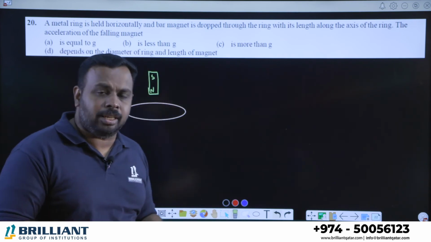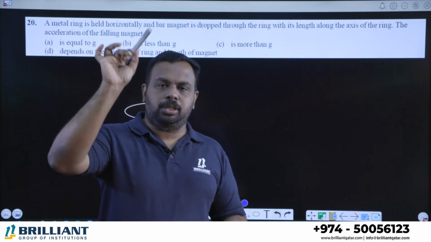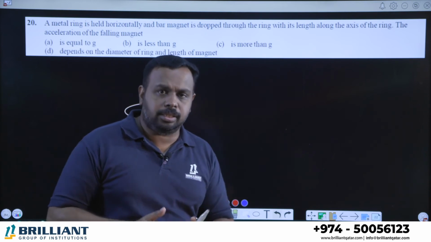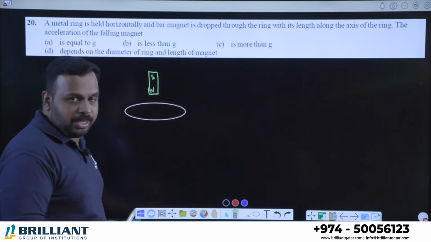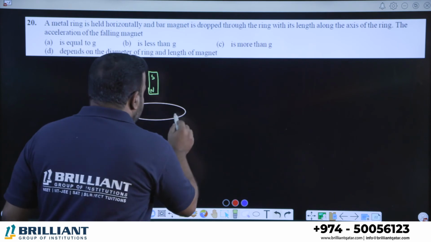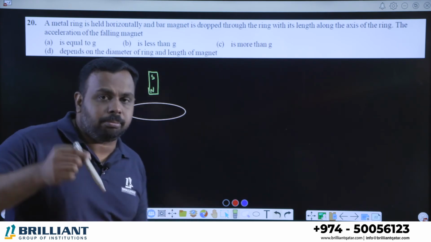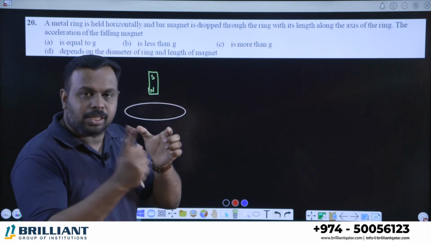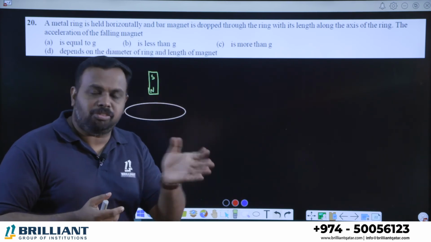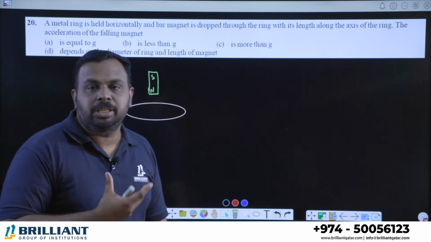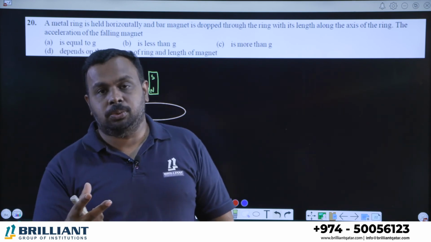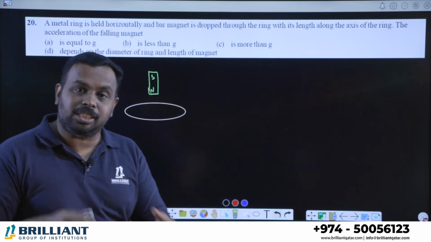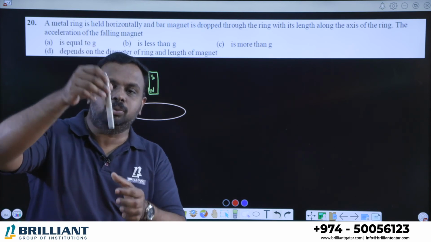So you just leave this ring. If you are dropping any body, what will be its acceleration? Its acceleration will be equal to the acceleration due to gravity, g. But in this case, it will be something different. What is the reason? Because this is a metallic ring and a magnet. When a magnet is moving through a metallic ring, definitely the flux through the ring will be changing, so EMF will be induced in it and current will be induced in it. As per Lenz's law, the direction of induced EMF is such that it opposes the cause which produces it. What is the reason for inducing EMF here? The downward movement of the magnet.